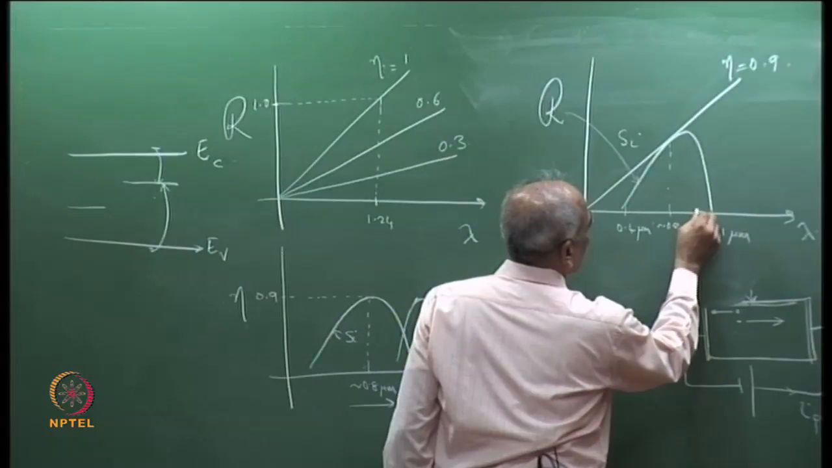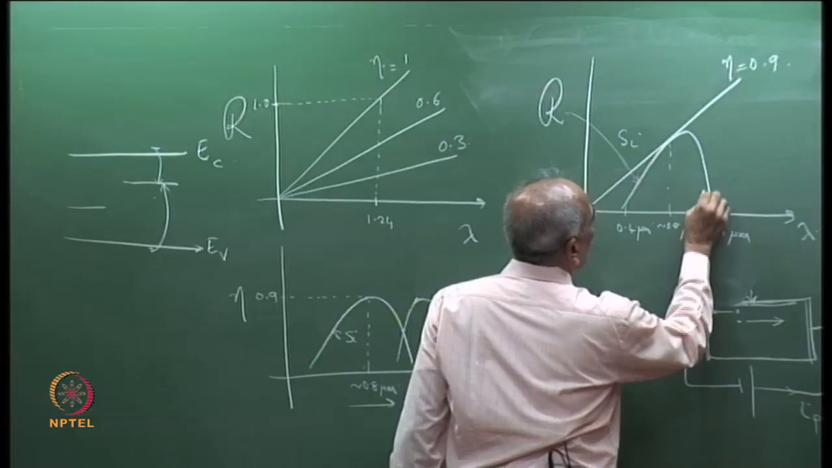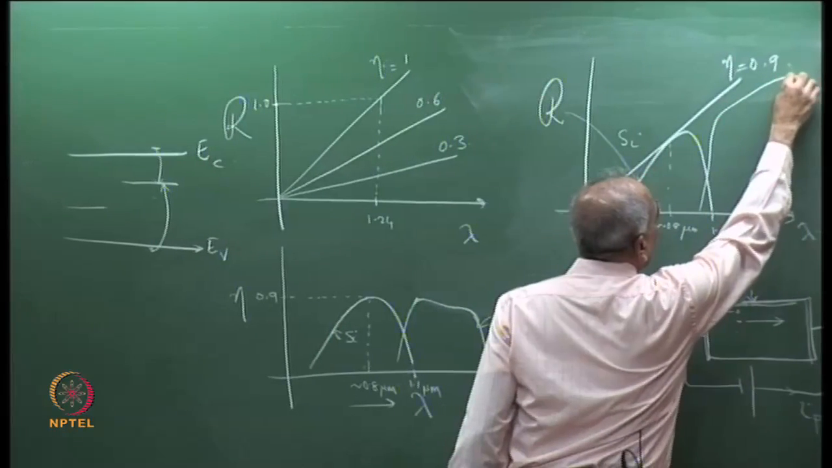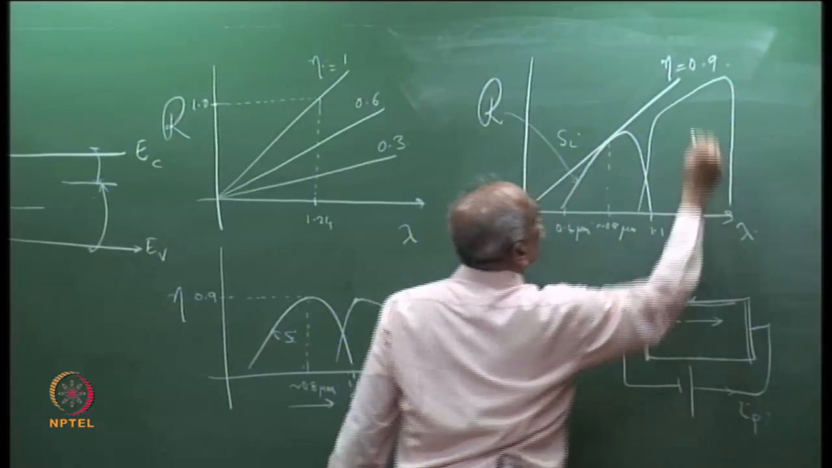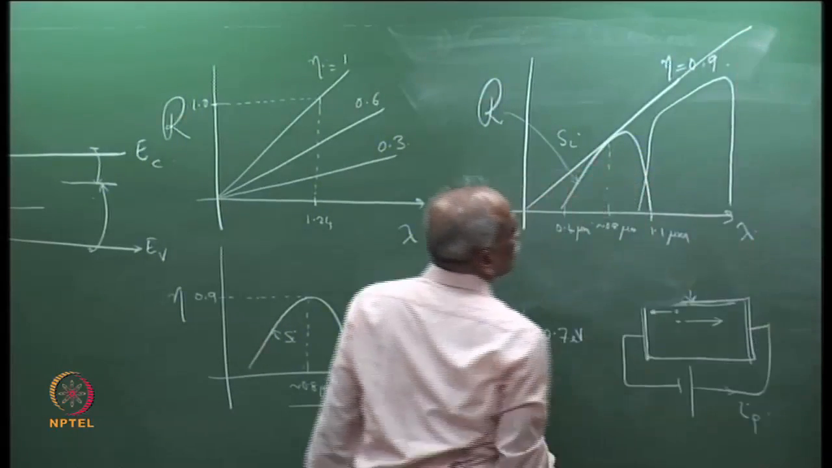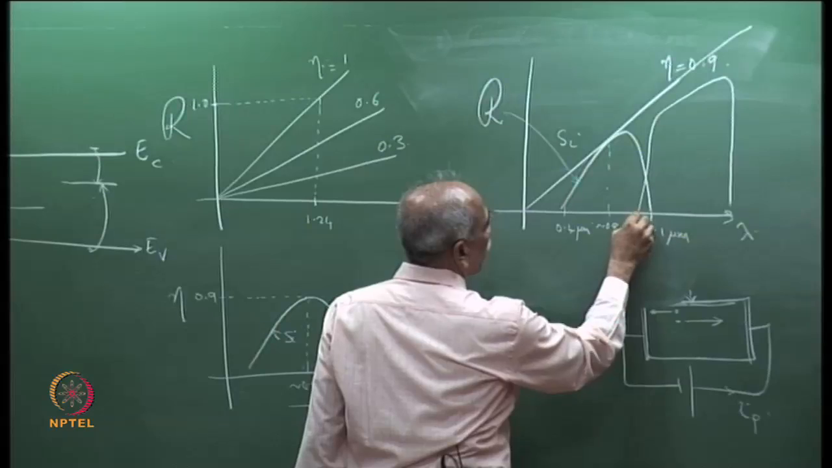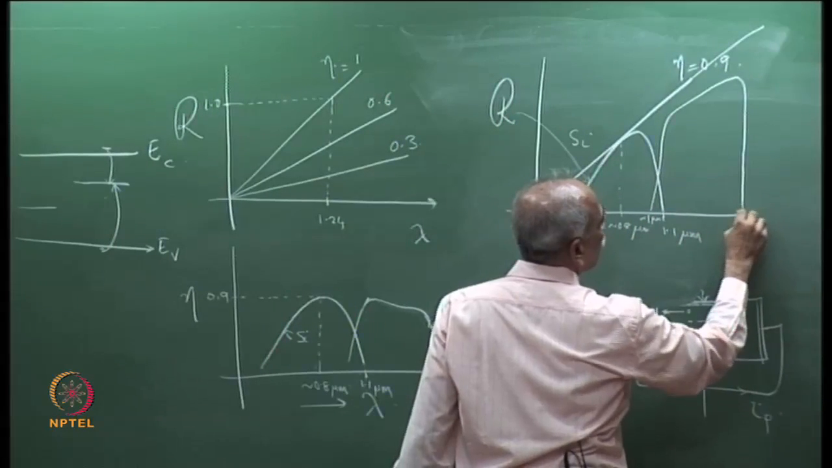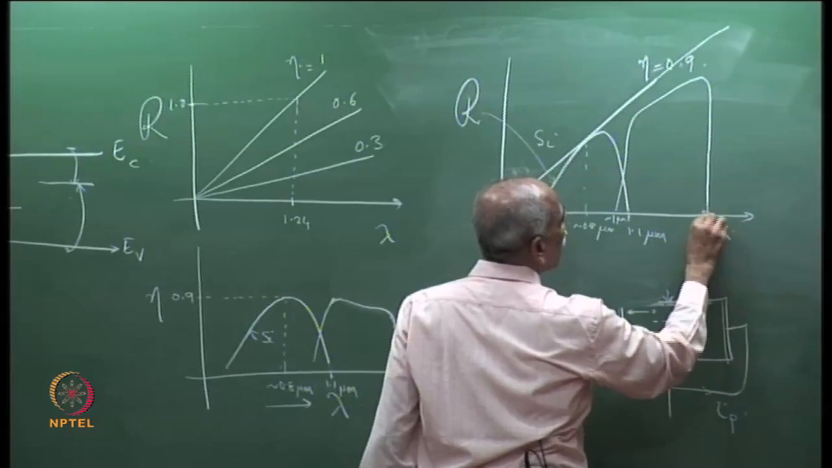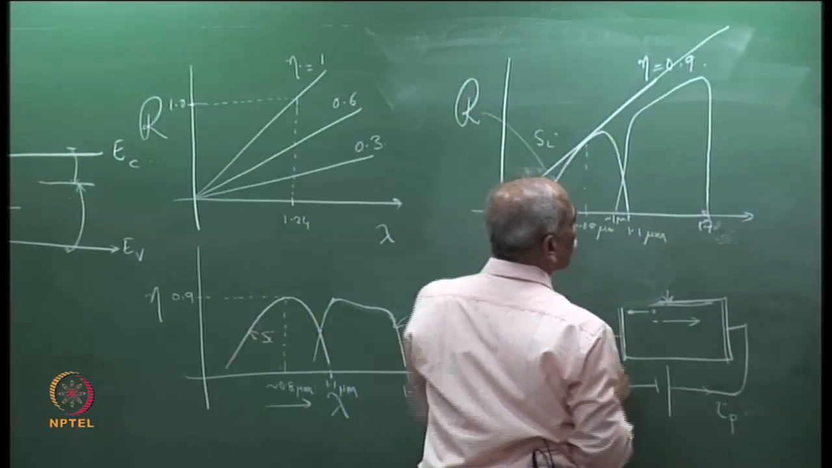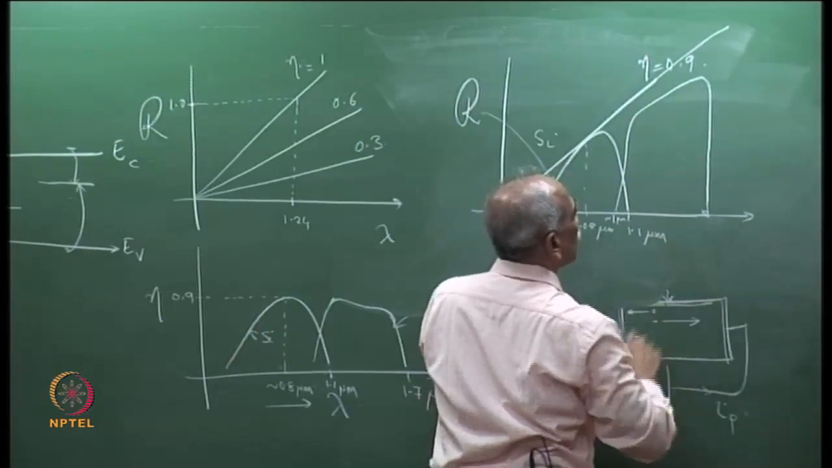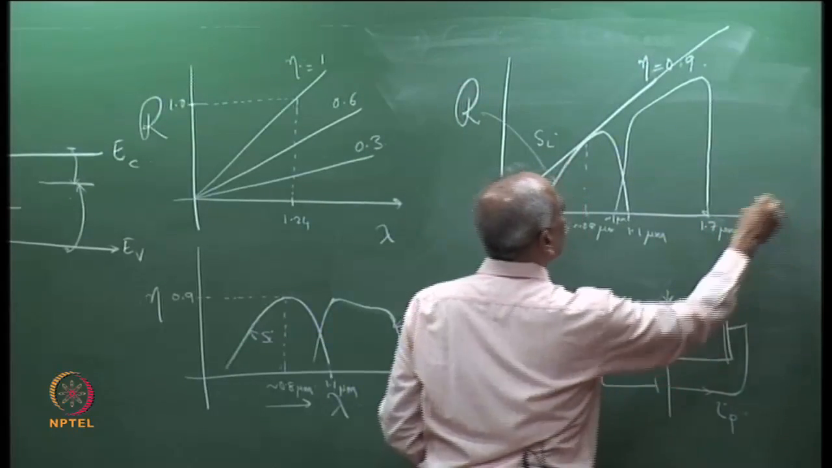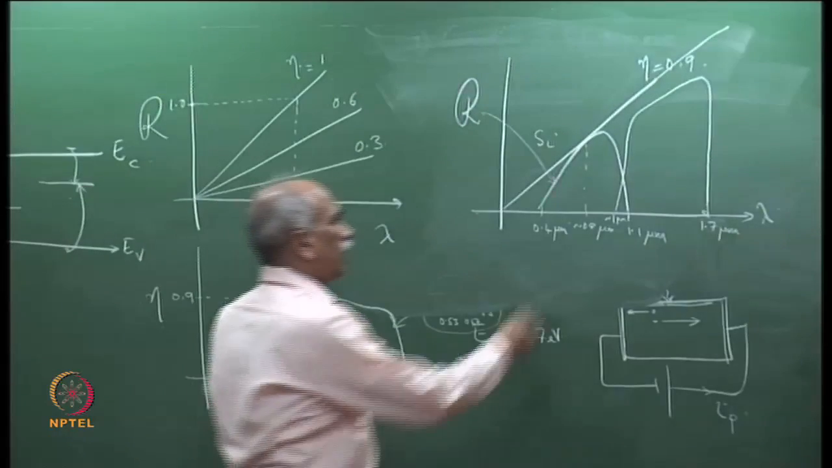So, it starts from about 1 micron here, and this would go like this and come down somewhere here. So, this is approximately around 1 micron and goes up to 1.7 micrometer. So, this is for indium gallium arsenide.